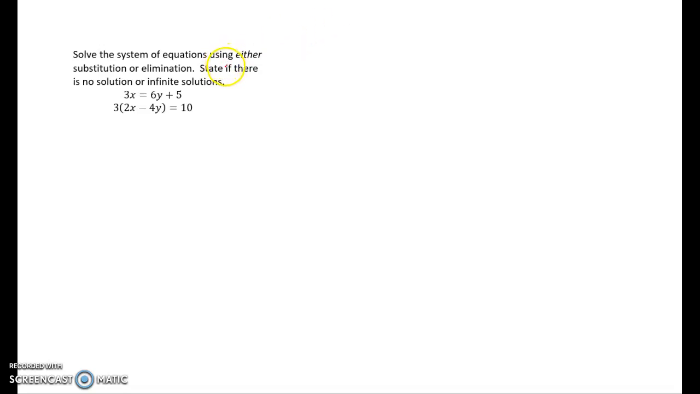Solve the system of equations using either substitution or elimination. State if there is no solution or infinite solutions. Okay, first thing I'm going to do, I'm going to get this second equation simplified so we know what's going on.